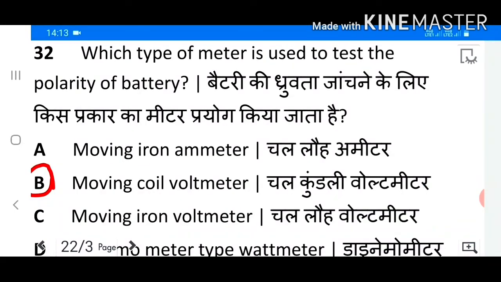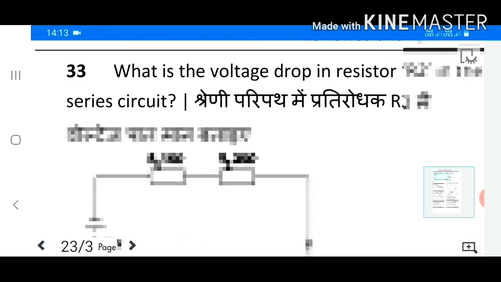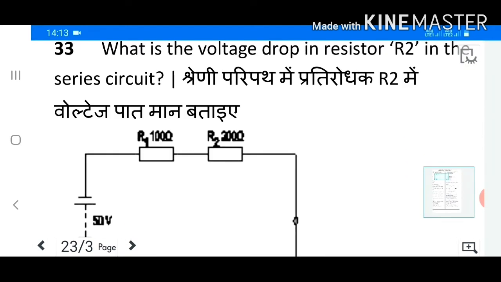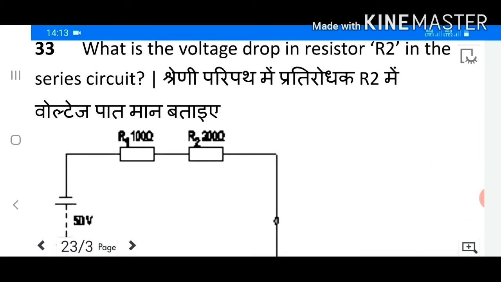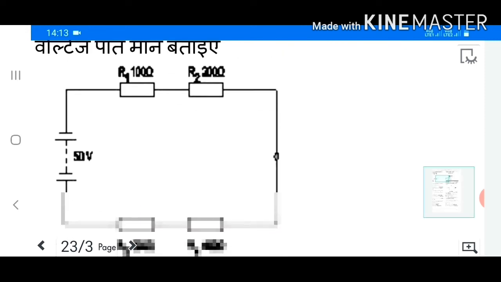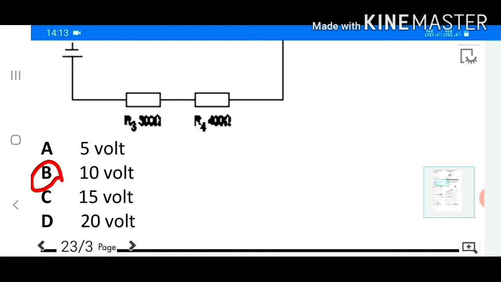32. Which type of meter is used to test the polarity of battery? Answer B. Moving coil voltmeter. 33. What is the voltage drop in a resistor R2 in the series circuit? Answer B. 10 volt.